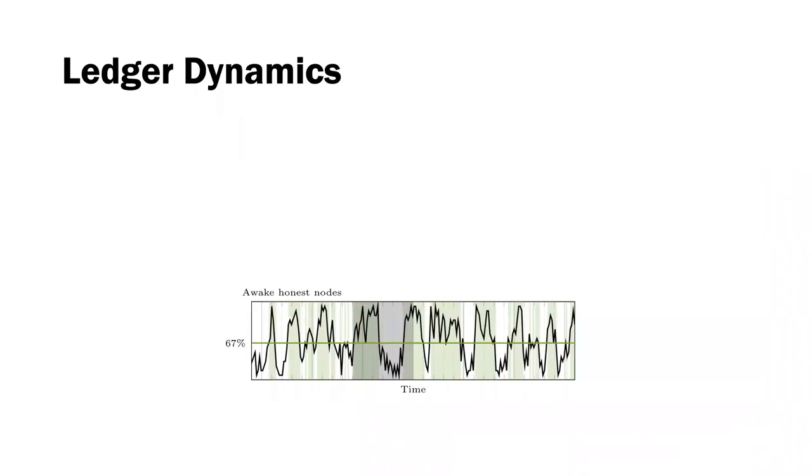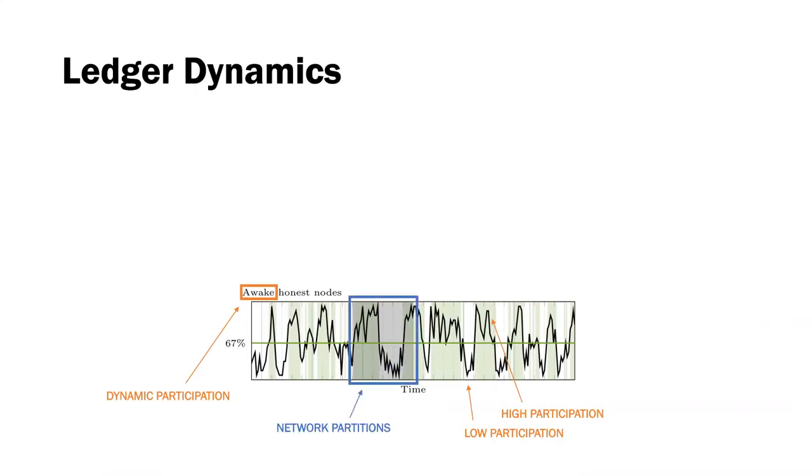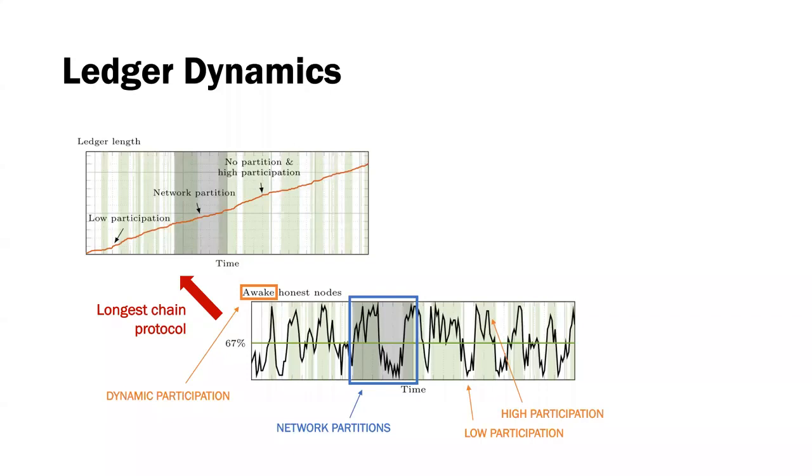Suppose a network with the following characteristics. Participation is fluctuating. In the green shaded periods, participation is high, and in the blank period, participation is low. Suppose there is also an intermittent network partition in the gray shaded area. In such a setting, the ledger output by a longest chain type protocol is always live, which is a desired property which we call dynamic availability. However, the protocol sacrifices safety under network partitions.